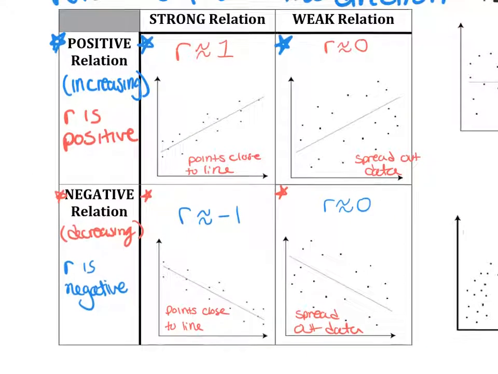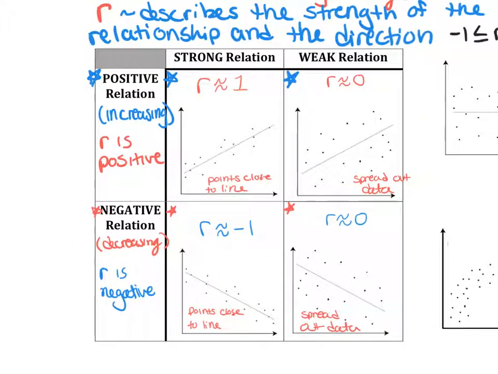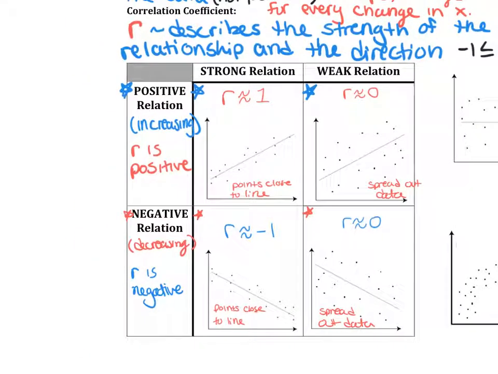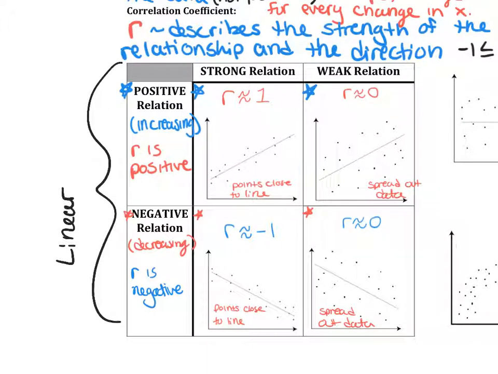Okay, so these are the main ones. These are the linear relations. Write this on the side here. So strong, weak, positive, negative, that is all describing a linear relationship.